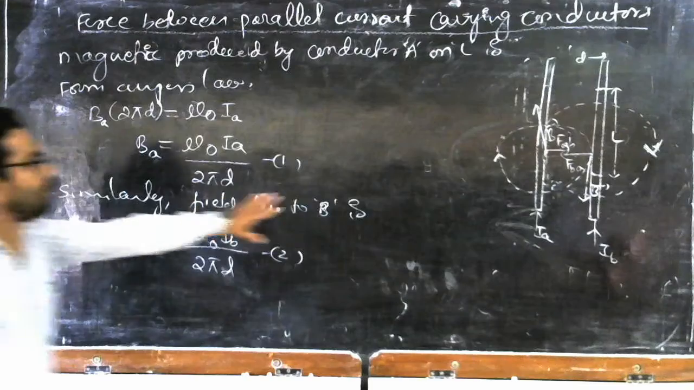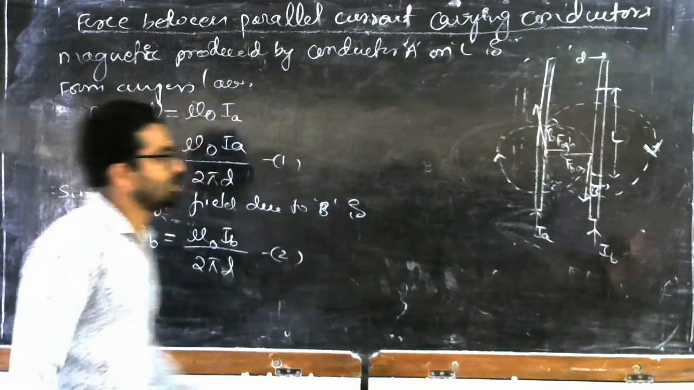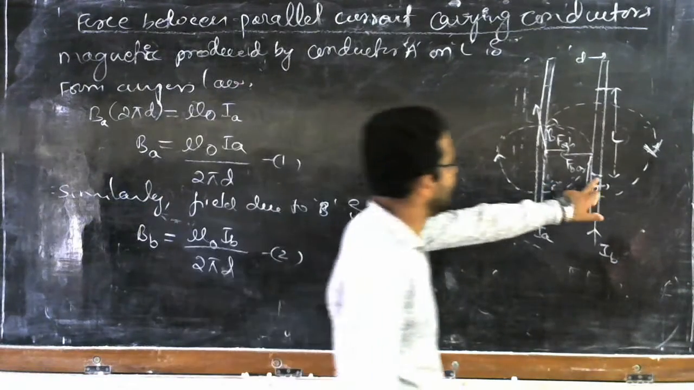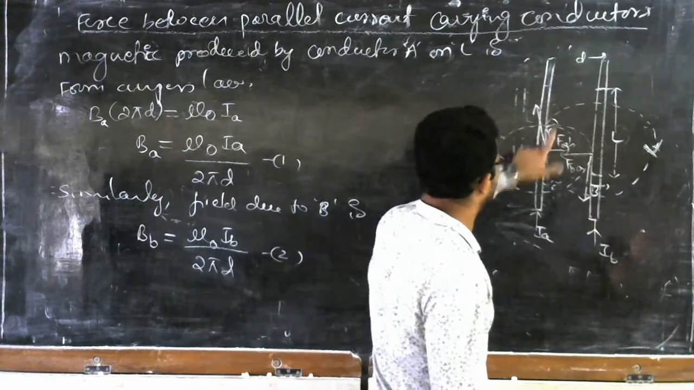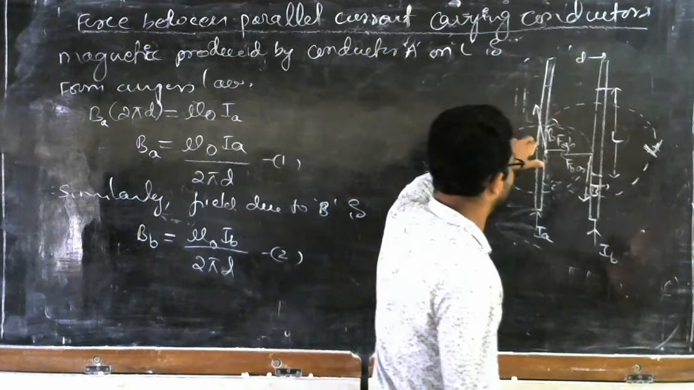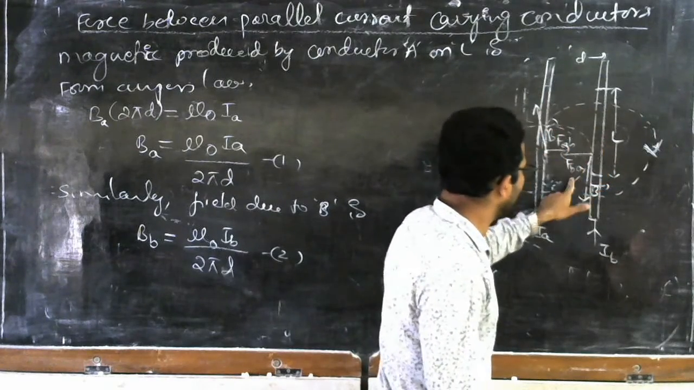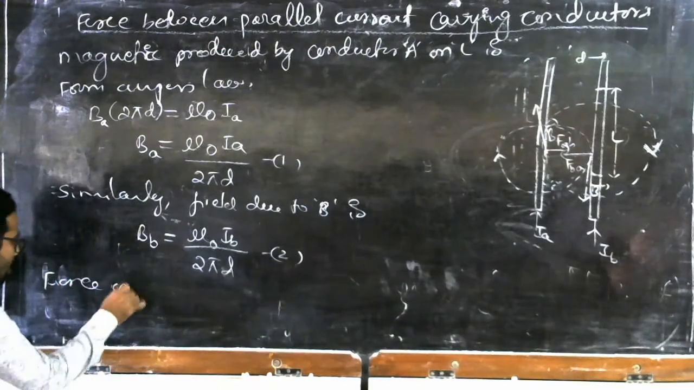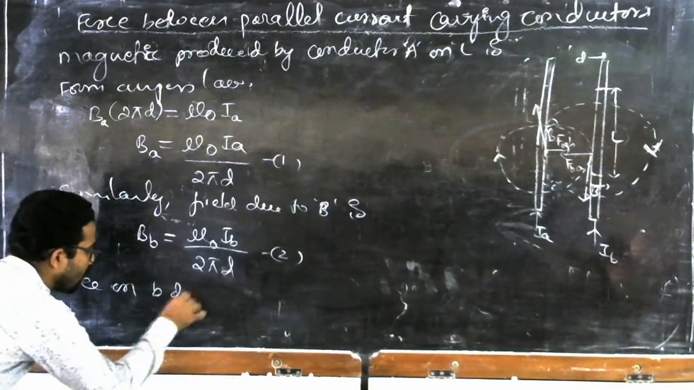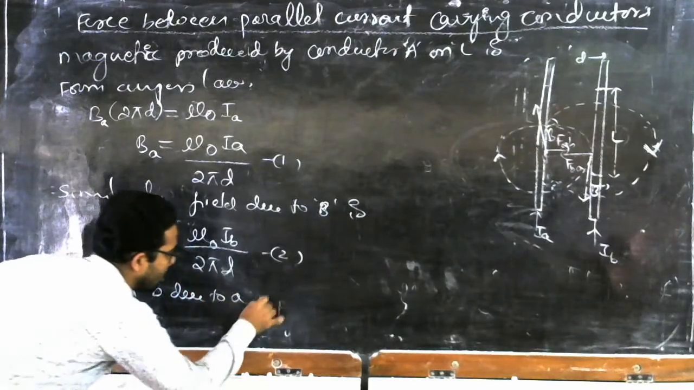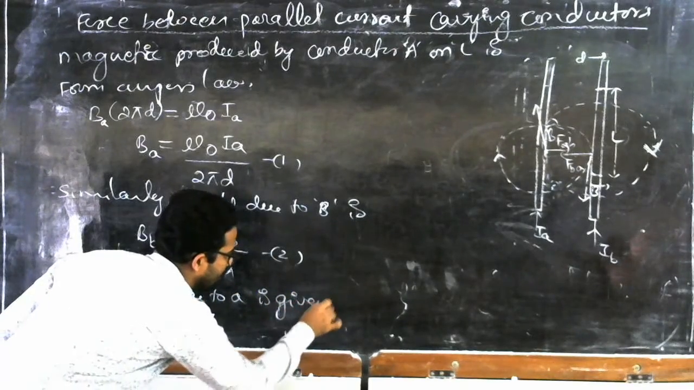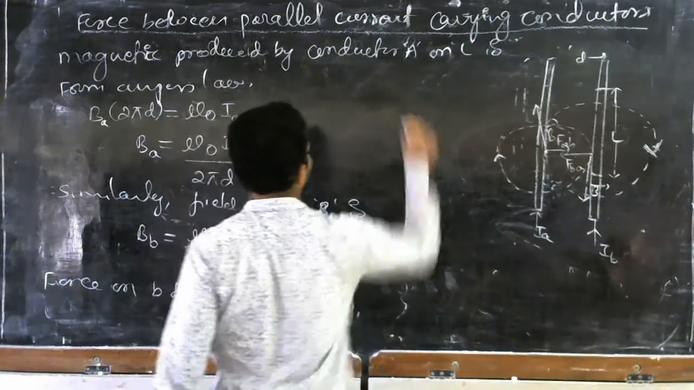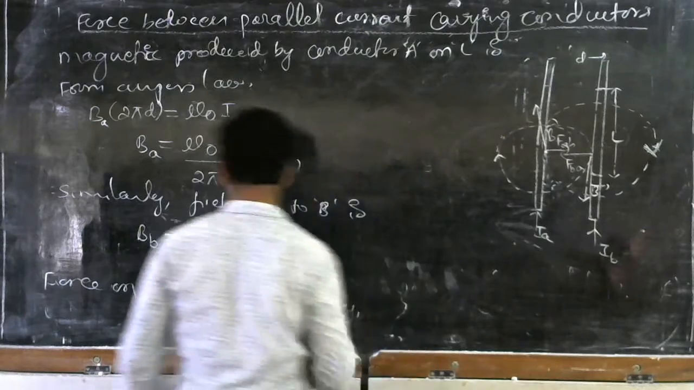Now we have the equations for the field due to these two conductors. Now what we have to find out is the force on this conductor due to this conductor, as well as the force on this conductor. Force on B due to A is F_B. Then the force on A due to B is given by, let me write here.